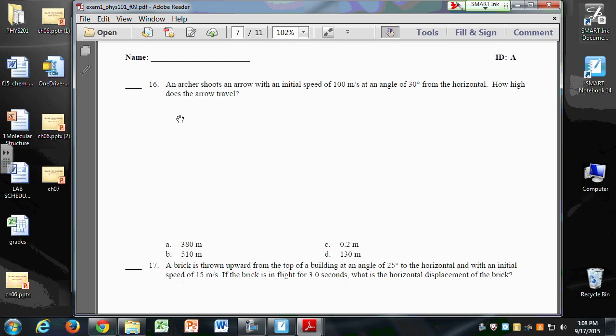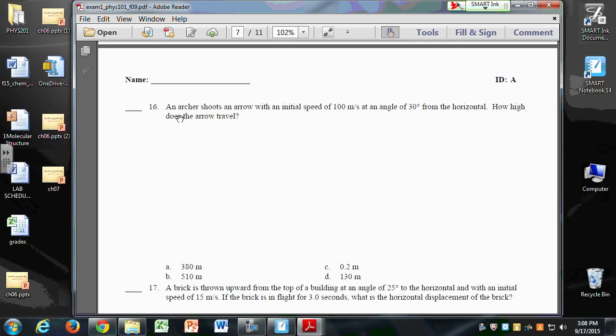Okay, this one's very similar, but it's just different numbers. So, oh no, let's do this one. No, we'll do that one next. So we'll do 16 and 17. This is fall 9, by the way, exam 1.